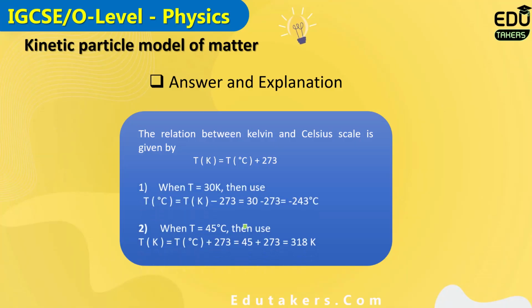The relation between the Kelvin and Celsius scale is given. Temperature in Kelvin is equal to temperature in degree C plus 273. In the first part, the temperature is 30 Kelvin. Then use the formula, and you get the temperature in degree C, which is equal to minus 243 degrees C. When the temperature is 45 degrees C, you use the same formula, but in this case make the Kelvin the subject. Then put in the value, and you get 318 Kelvin. It means that 45 degrees C is equal to 318 Kelvin.